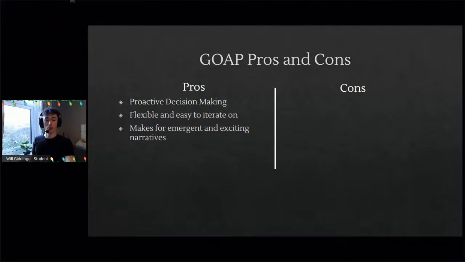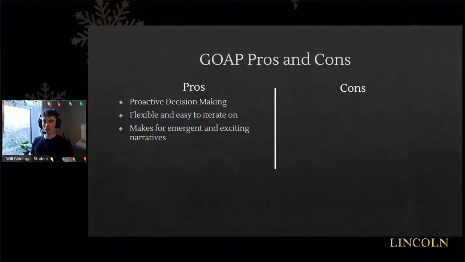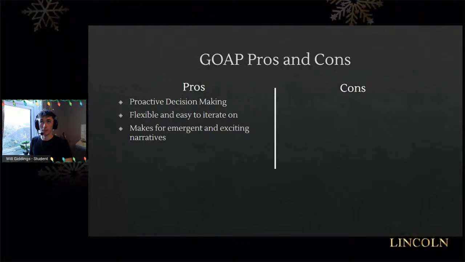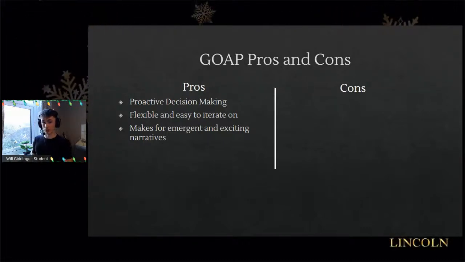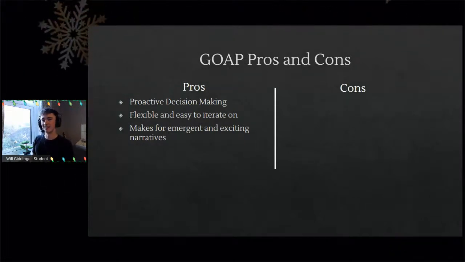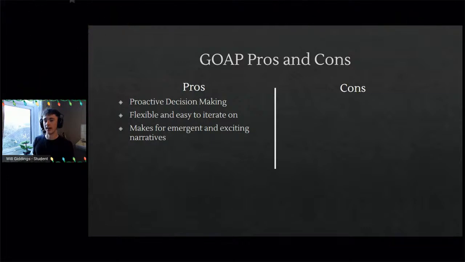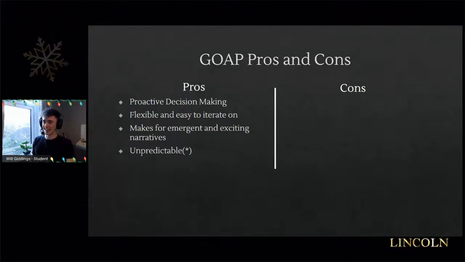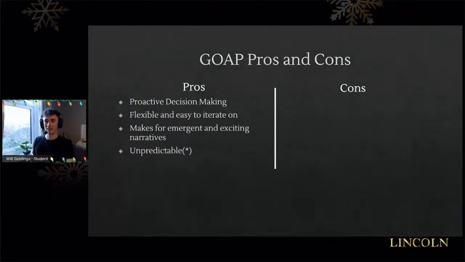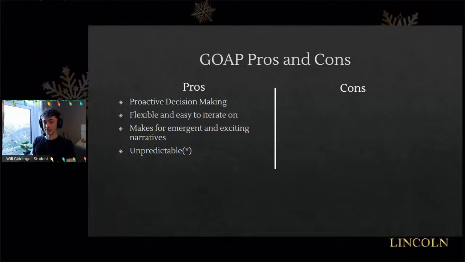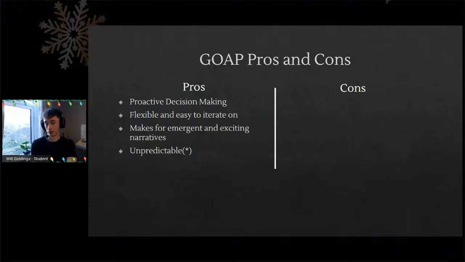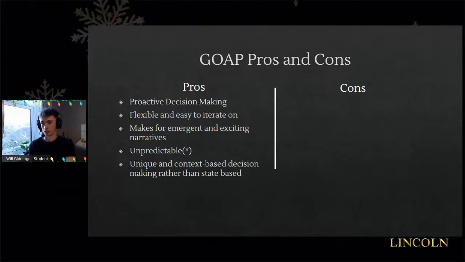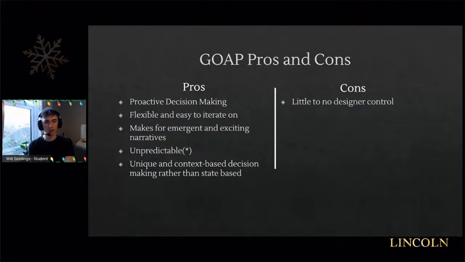And yeah, I mentioned it makes for emergent and exciting player narratives. An AI is never really going to do the same thing again. It will be completely unique, I suppose, and context driven. So you're never really going to get exactly the same thing happen like you would with behavior trees, where they're very predictable and they'll do the same thing over and over again. So yes, unpredictability. That is good, I suppose, in that it keeps you engaged, but I put a little asterisk next to that because we're going to be touching on that with the problems with goal-oriented action planners as well. And yeah, of course, they're unique and context-based decision making rather than fixed states. I've covered that already.